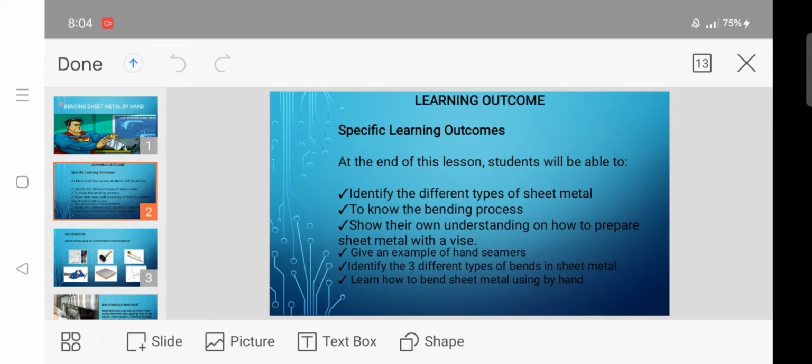Specific learning outcomes. At the end of this lesson, students will be able to: first, identify the different types of sheet metal; second, know the bending process; third, show their own understanding on how to prepare sheet metal with a vise; fourth, give an example of hand seamers; fifth, identify the three different types of bends in sheet metal; and the last one, learn how to bend sheet metal by hand.